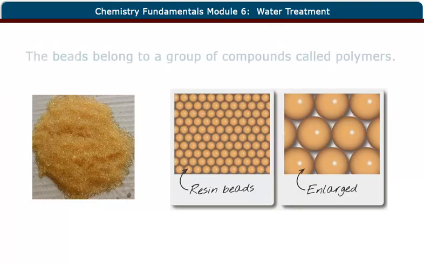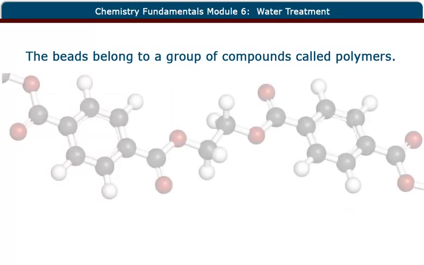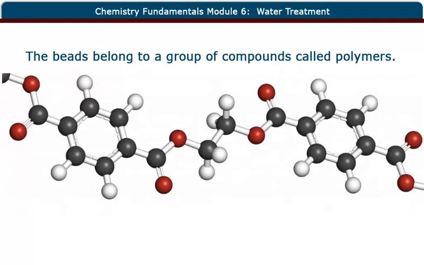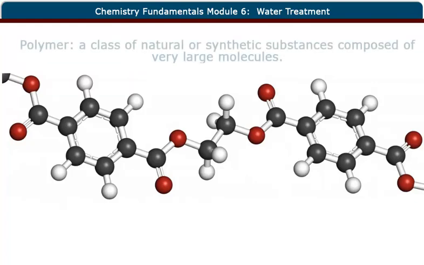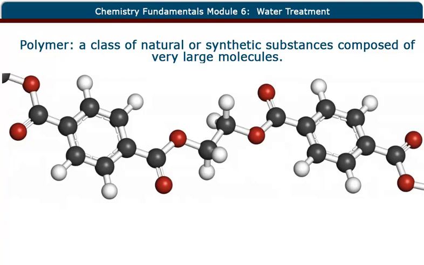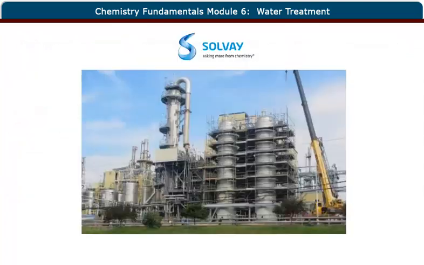Now, these beads belong to a group of compounds called polymers. If you want more information on polymers, feel free to Google, but for the purposes of this course, just remember that polymers are any of a class of natural or synthetic substances composed of very large molecules, large strings of molecules. The natural ones are things like proteins and amino acids, but the resin beads are synthetic or man-made.